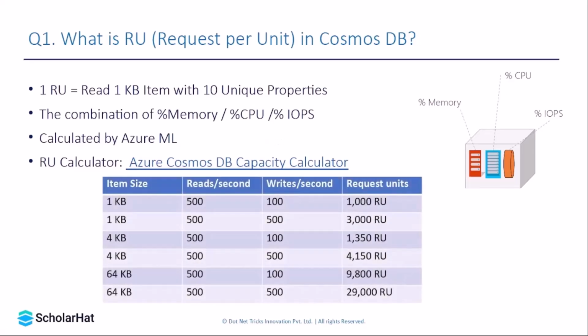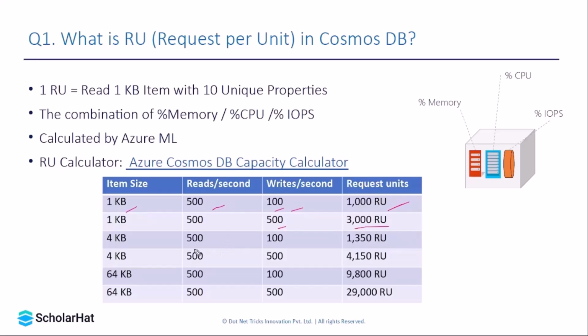So, for an example, we can try to understand how different request units can be charged in Cosmos DB with this tabular format. If an item size is 1 KB and you do 500 reads and 100 writes per second, then there would be 1000 request unit charge. Similarly, if an item size is 1 KB and you do 500 reads and 500 writes, then you can see there is a tremendous increase in the request unit, because right now the writes were 100 and the request unit 1000, but over here the writes are 500 and the request unit will be 3000.